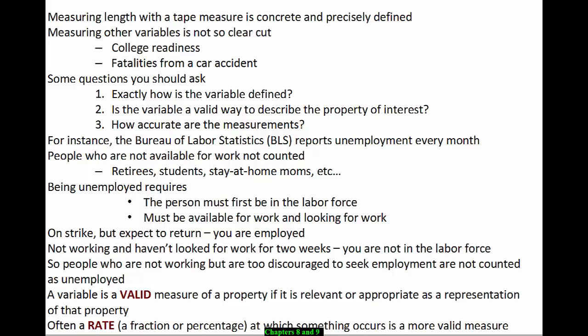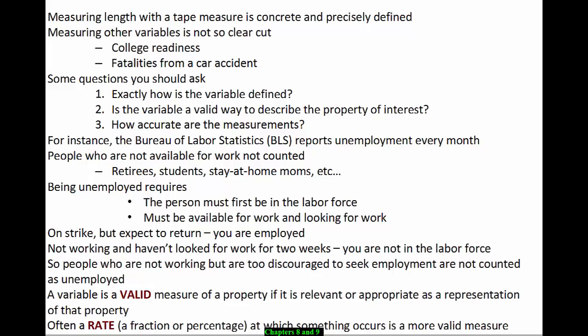How can you define variables then? They're not always clear-cut. Some questions you should ask: 1. Exactly how is the variable defined? Create a good working definition of your variable. 2. Is the variable a valid way to describe the property of interest? We're going to formally define valid in a minute, but it means exactly what it does in the regular English language. Is it an appropriate way to describe that property of interest? 3. How accurate are the measurements?